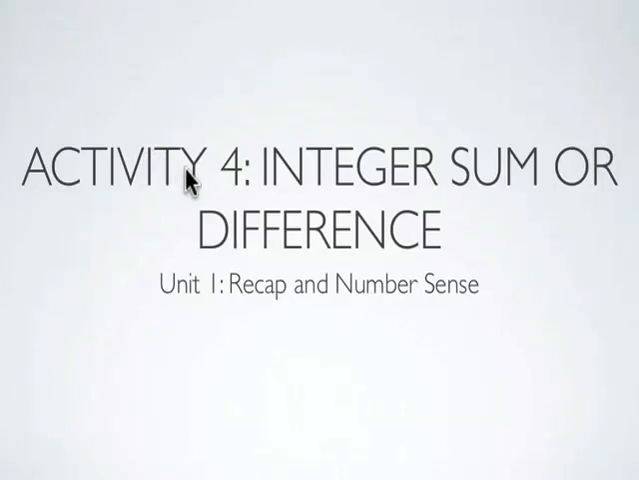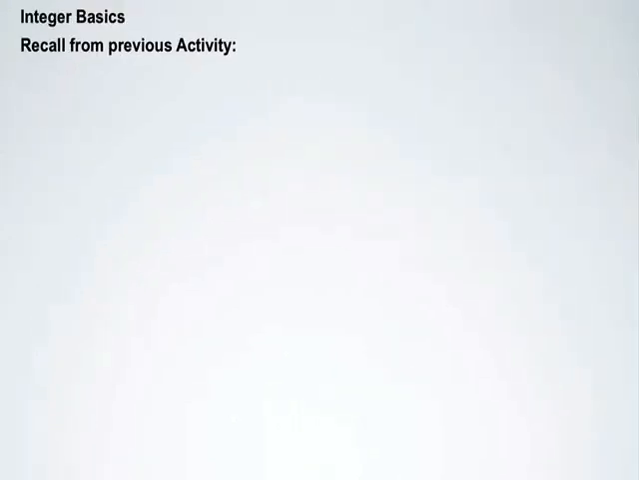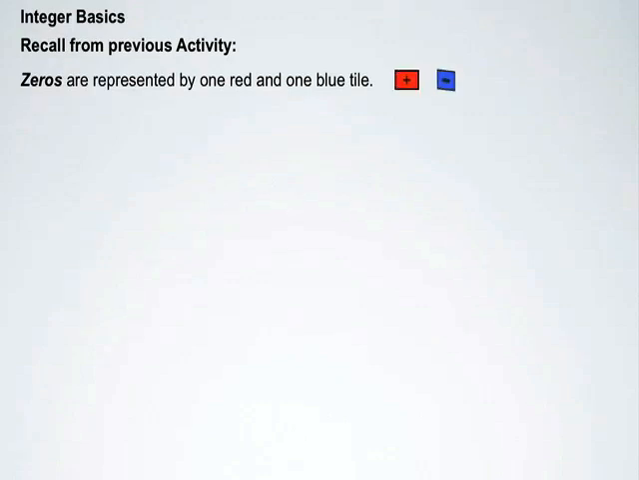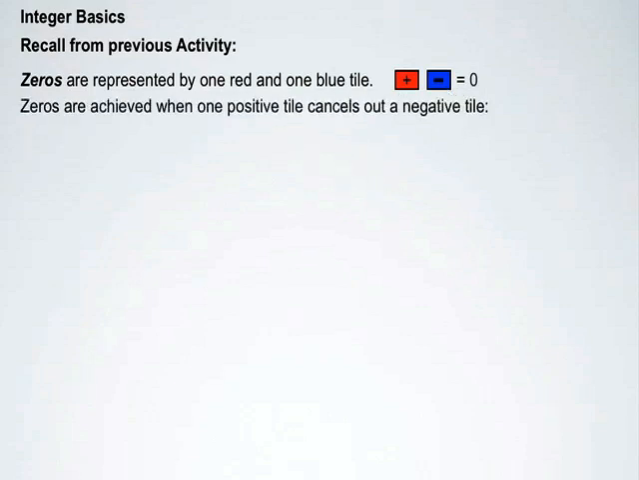So this activity will be on integer sums and differences, and it is part of the recap of some number sense skills from grade 8. So going back to the previous activity and looking at some of the key points, we had 0 being represented by one red and one blue tile. So whenever you have one red tile and one blue tile, it will always equal 0. And we consider that these tiles cancel each other out when we're putting different numbers together.